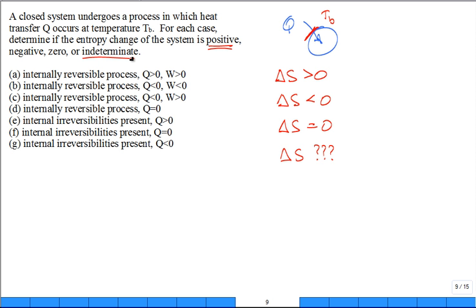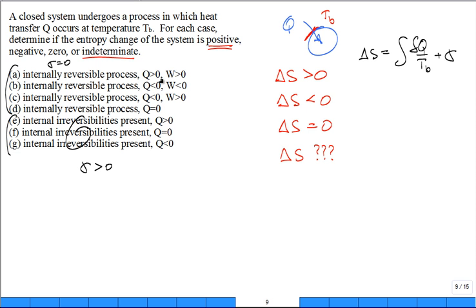Let me pause and let you struggle with a few of these, and then we'll pick it up, okay? All right, so you just continually apply the equation that delta S is equal to the integral of del Q over TB plus sigma. For the first four, they're all internally reversible. What's sigma? Sigma is equal to 0. In the last three, internal irreversibilities are present. Sigma is greater than 0. Can sigma ever be negative? No, no, no. So there you go.